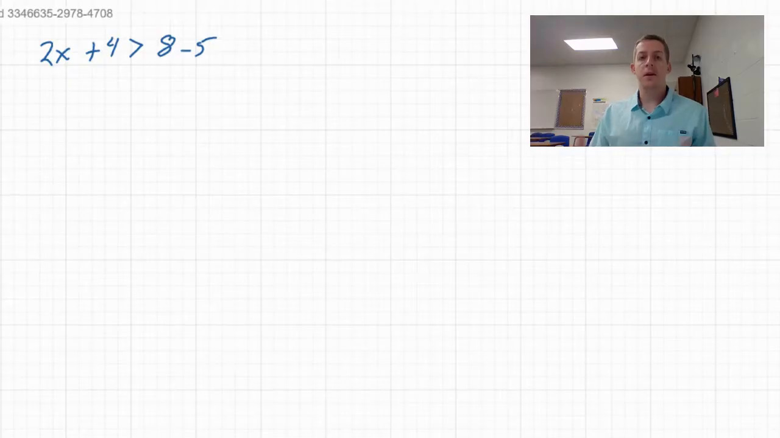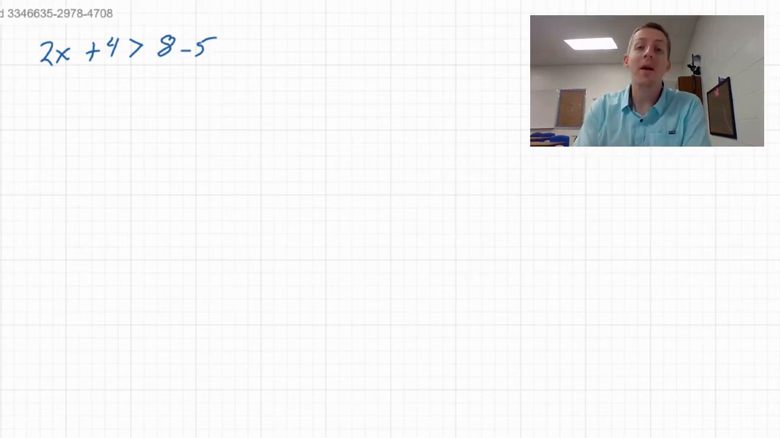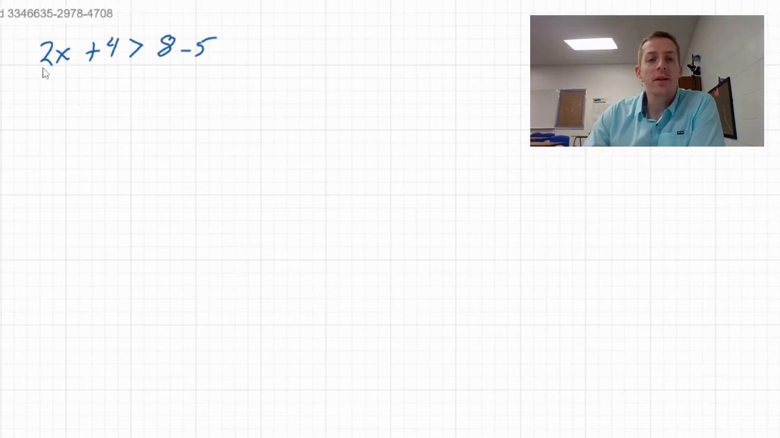We have this equation here, and well, it's not really an equation. Equation implies that it's going to be equal to. We have this inequality here. This inequality is 2x plus 4 is greater than 8 minus 5. How do we solve for this? Well, we're going to do the exact same thing we do as if it were an equation. We're just going to keep this sign.